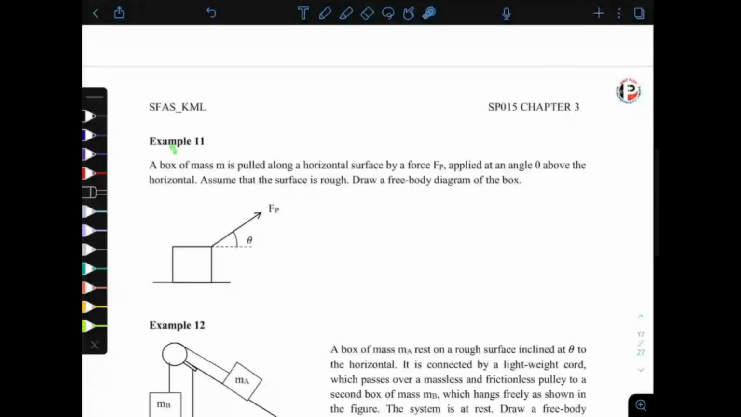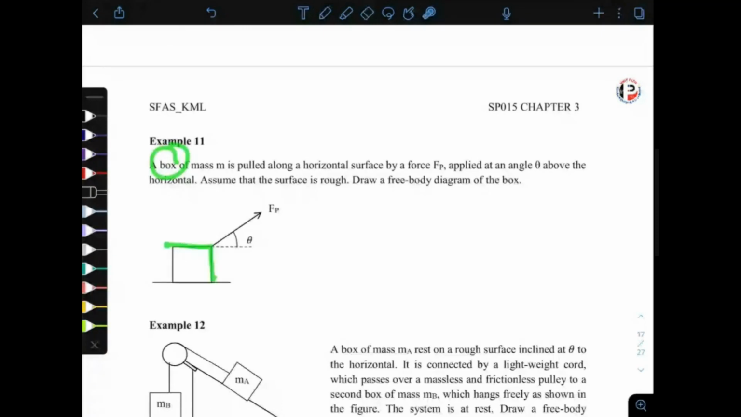Box. Are you guys still with me? Yes, miss. Siapalah objek kita? Kotak. Box. The box is our object. So, dia adalah sistem kita dekat sini. So, this is your object.